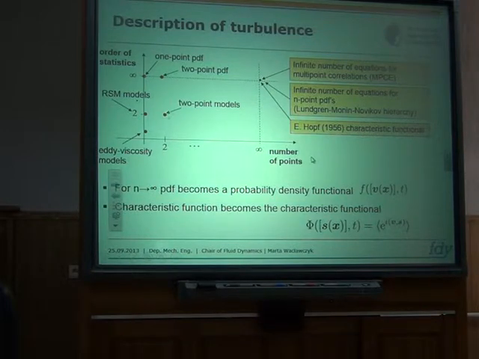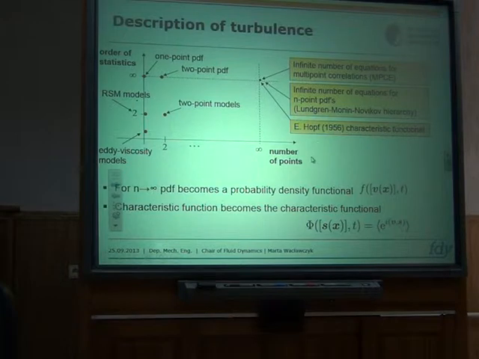Now, if we increase the number of points to infinity, and the order of statistics to infinity, then we obtain the full description of the stochastic field. And this can be done either by considering multi-point correlation equations, which Professor Oberlack was talking about. And there is an infinite number of equations. Or we can consider an infinite number of equations for the n-point PDFs. This is the Lundgren-Monin-Novikov hierarchy. Or we can consider only one equation for the Hopf characteristic functional, which was introduced by Hopf. So in my talk I will concentrate on these two latter approaches.